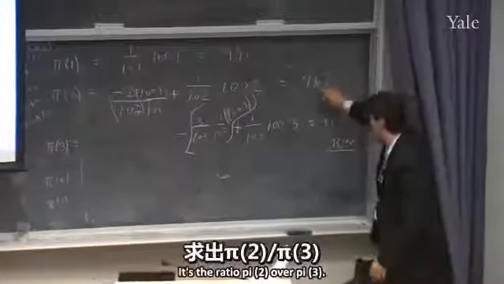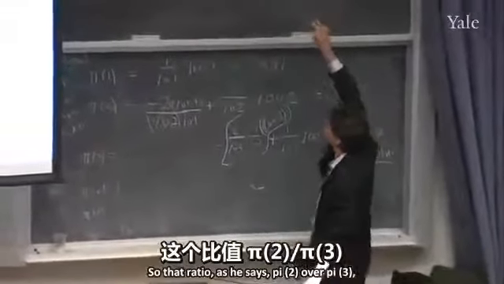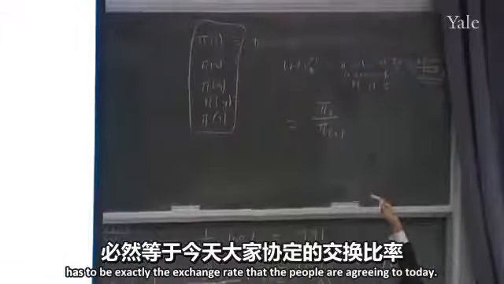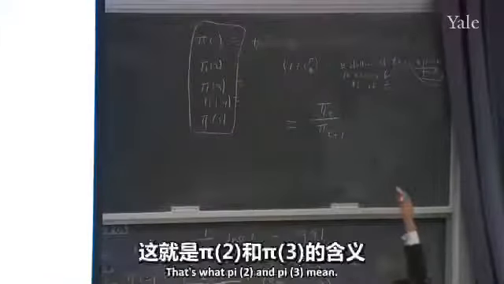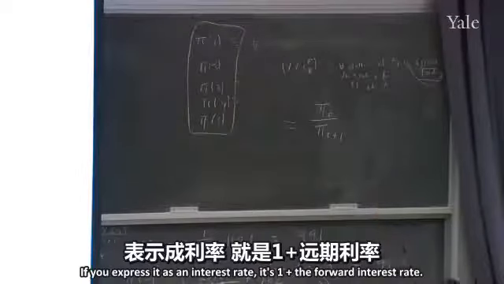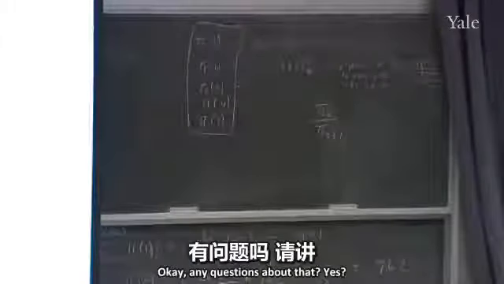It's the ratio, pi 2 over pi 3. So that ratio, as he says, pi 2 over pi 3, has to be exactly the exchange rate that people are agreeing to today. That's what pi 2 and pi 3 mean. And if you express it as an interest rate, it's 1 plus the forward interest rate, 1 plus iFT. Okay, now why is this?